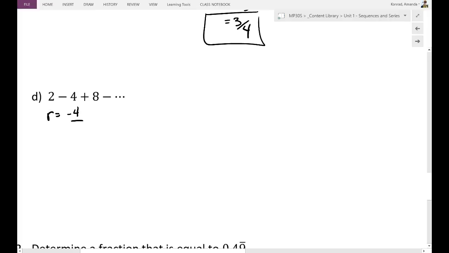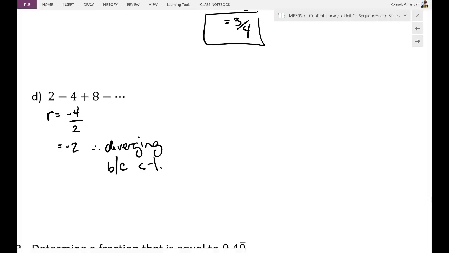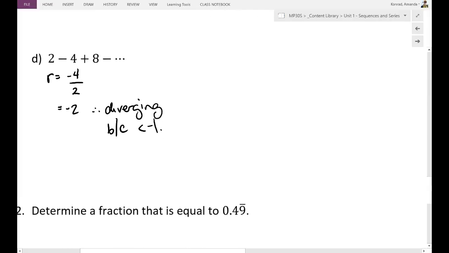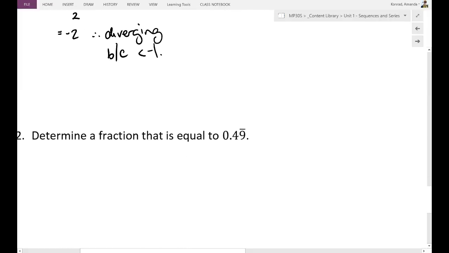So -4 divided by 2 is -2, which is diverging, because it is greater than, or actually technically it's less than, -1. So it's outside those parameters of between -1 and +1. Therefore, we cannot figure out the sum of the infinite series.